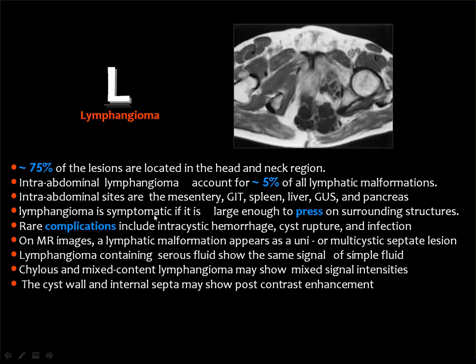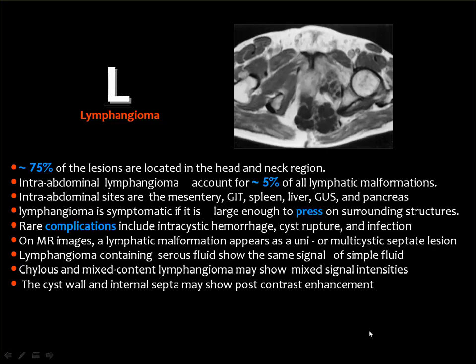Lymphangioma is asymptomatic unless it is large. It will compress the adjacent structures. If there are complications, they include intracystic hemorrhage, cyst rupture, or secondary infection. Lymphangioma on MRI will appear as a multilocular cystic lesion containing simple fluid, but lymphangiomas containing chylous fluid or those that are infected will show mixed signal intensity.